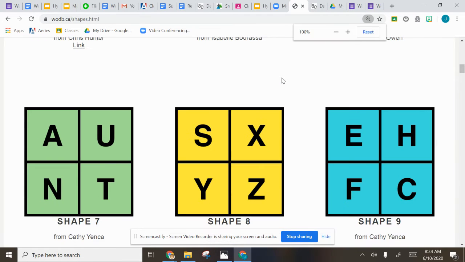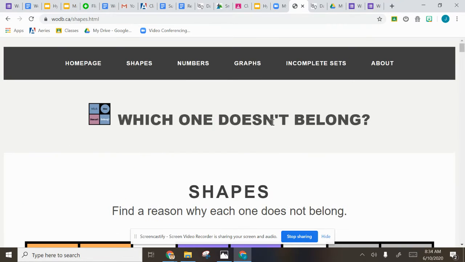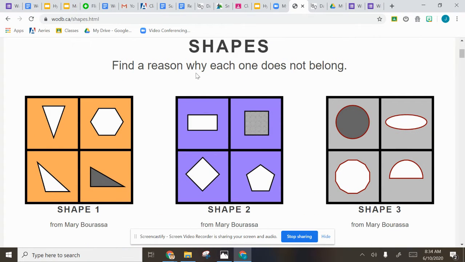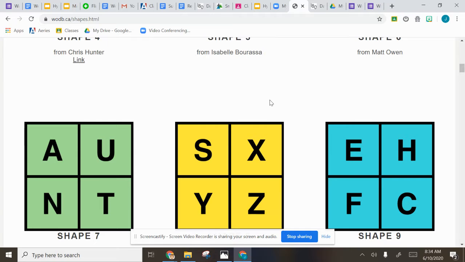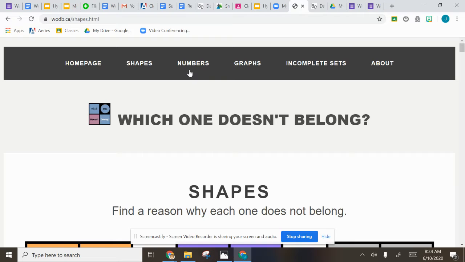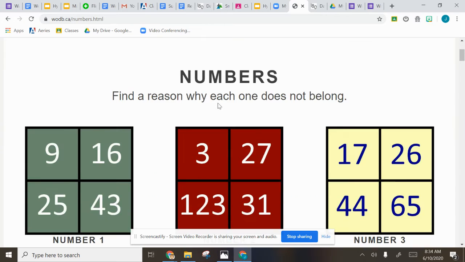What I'm going to show you right now is a website, Which One Doesn't Belong. They have all kinds of shapes, numbers, graphs. What I want to show you first is an example, and then I'm going to have you do one on your own. So I'm going to do one that has numbers, just so it can be easier to look at for you.